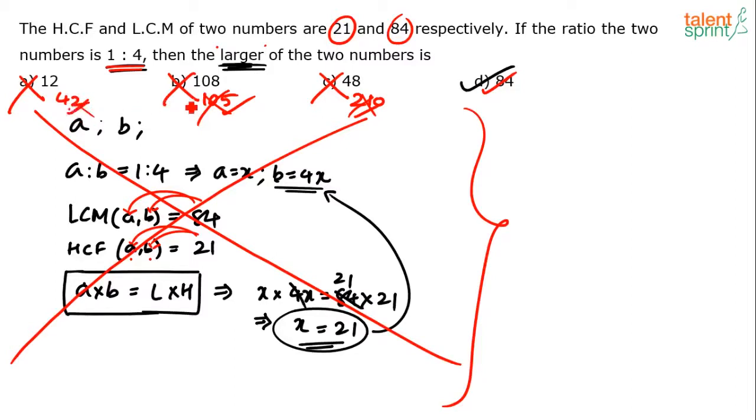If the options are 21, 42, 63, 84, then I cannot apply this method. Even then I can apply it, but I will not be able to eliminate all the options. Here, I am able to eliminate all the options. I can eliminate 12, I can eliminate 108, I can eliminate 48. So why not? When there is a scope, why should I put pen on paper? 84 is the correct answer. Without putting pen on paper is a smart answer.